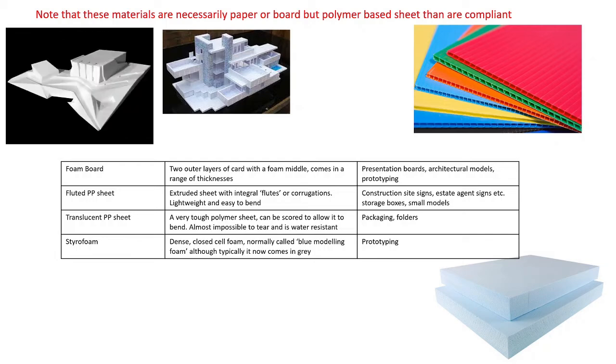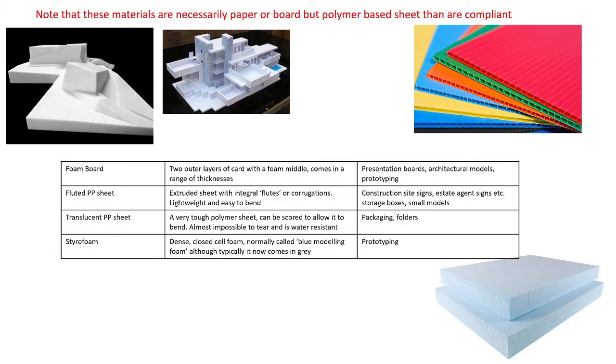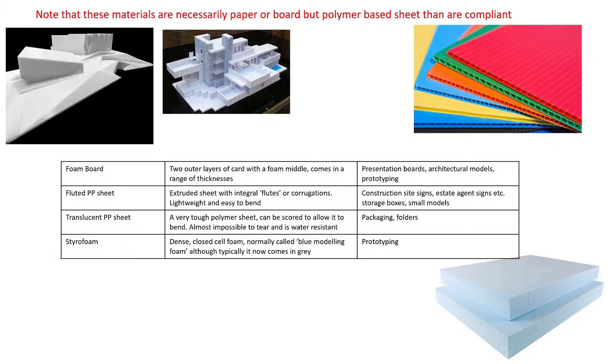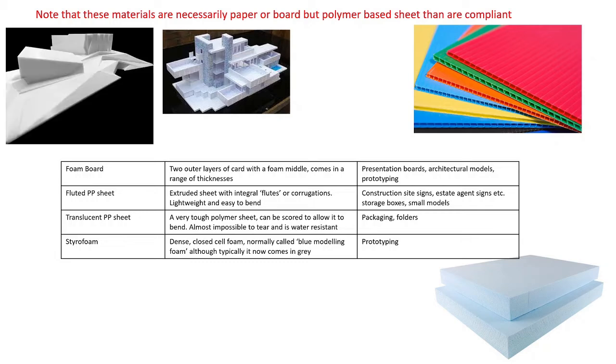And the main use really is for prototyping. It's perfect because it's a compliant material. You can score it. You can pretty much use every single workshop tool with it. You can sand it. You can file it. You can cut it. So it's got a lot of good uses in prototyping.